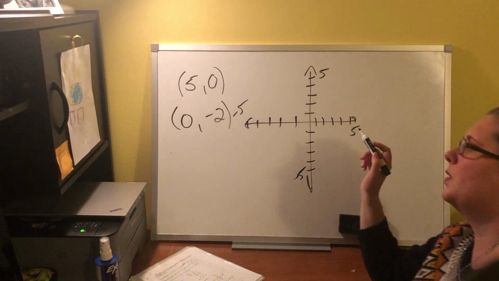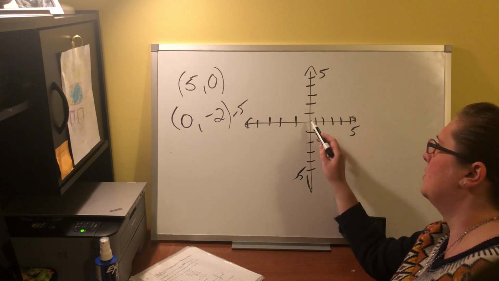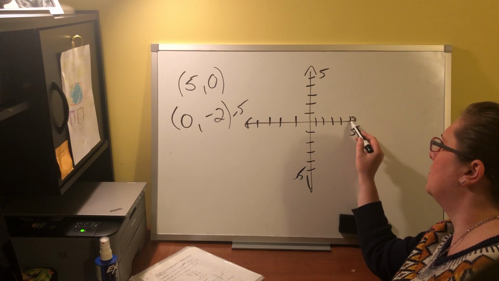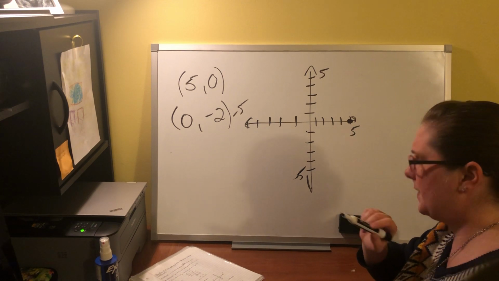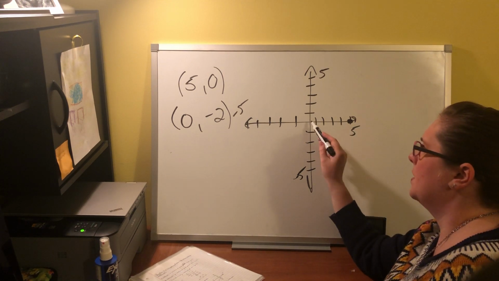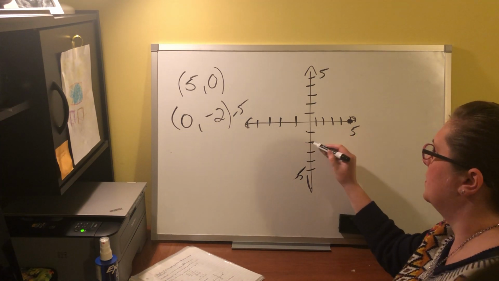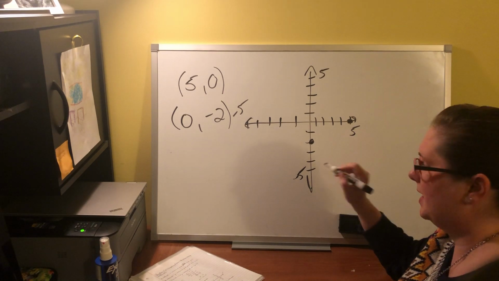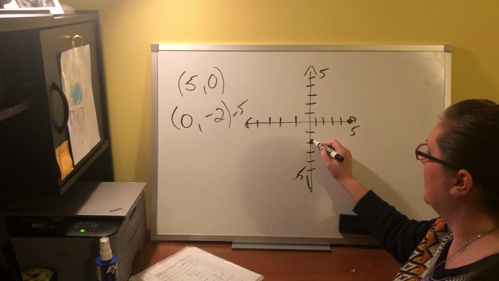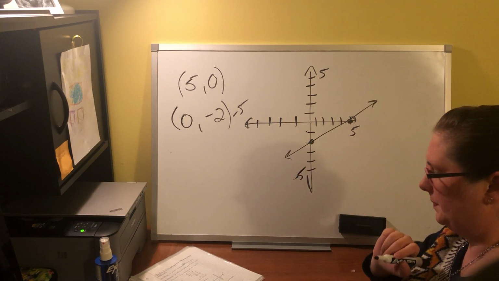So our first point is 5, 0. Remember that 5 is positive. It's the x-coordinate telling you to go right 5, and it's telling you to go up or down 0. So there's our first point. Next, we have 0, negative 2. The 0 of the x-coordinate is telling you to go nowhere, and the y-coordinate, negative 2, is telling you to go down. So there's our second point. Remember, it's just like the last section. Connect the dots, extend the lines, and add your arrows.